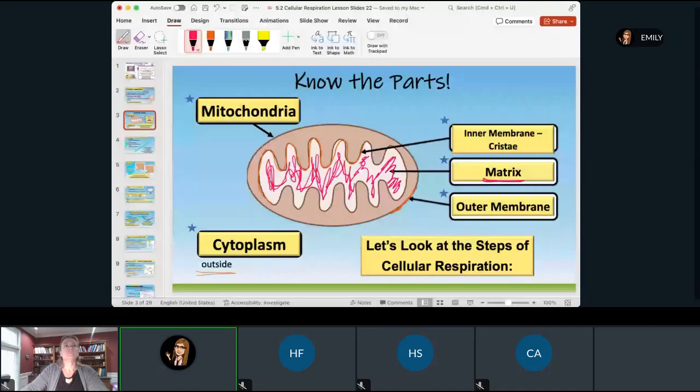If you look at this like a donut, the matrix is all of the jelly in the middle. That's your jelly-filled donut. So all you need to remember about this is there's an outer membrane that separates the cytoplasm from the rest of the mitochondria. There's the inner membrane, which houses the matrix.